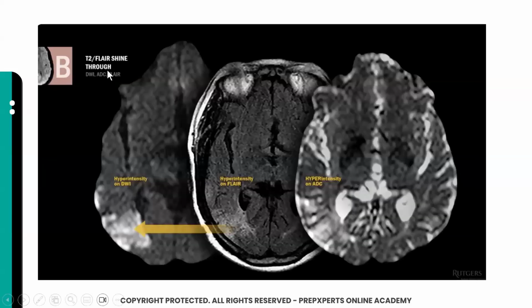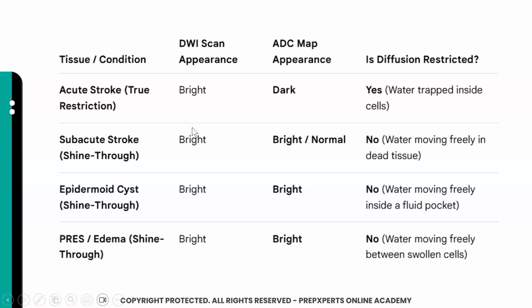Come up to this. This is another thing. T2 flare or shine through. So what is happening here? Something that anything that is DWI hyperintense is mostly hyperintense on flare as well. So you saw a thing that was flare hyperintense, that was hyperintense on DWI, but as soon as you moved on to ADC, it was not black. So this is not true diffusion restriction. This is called T2 slash flare shine through. And this is not due to stroke. These are the things that can cause T2 shine through.